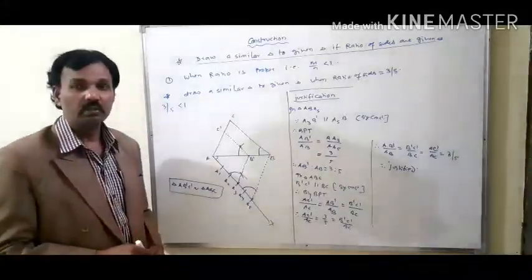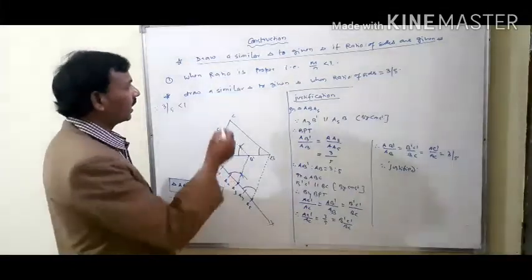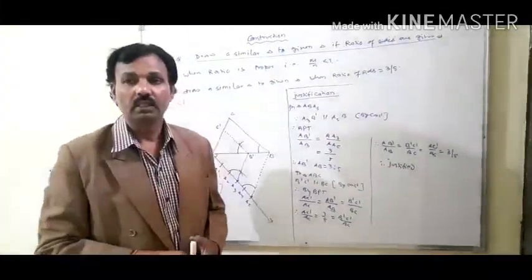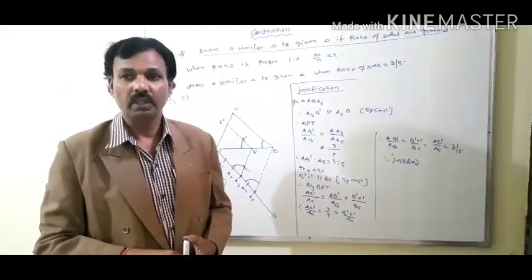Now in the next video we will take another type of fraction, when the ratio of sides is given in the form of an improper fraction.